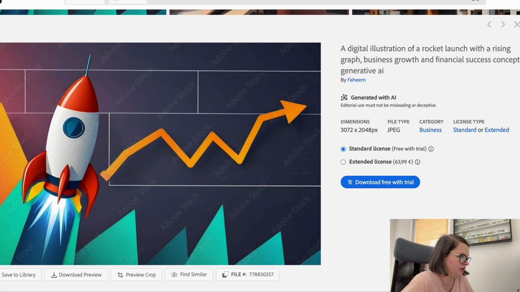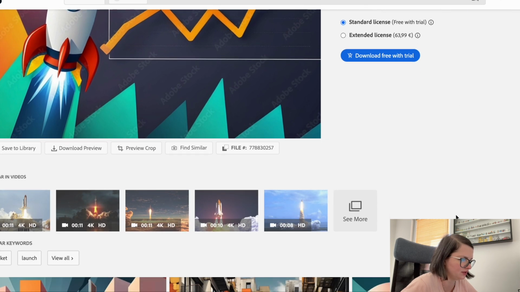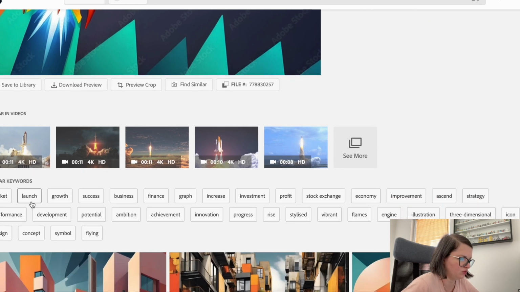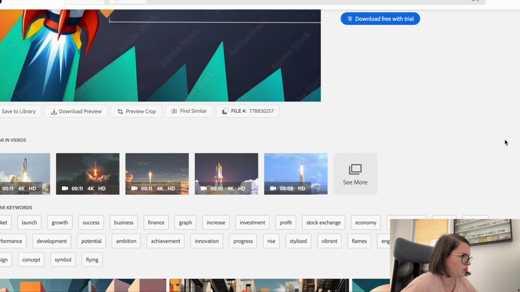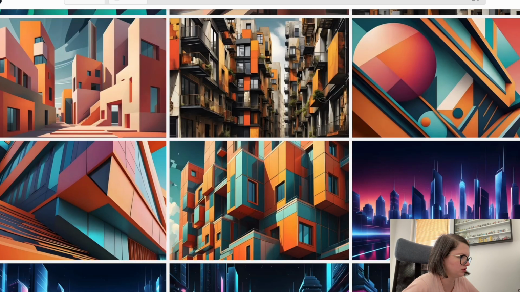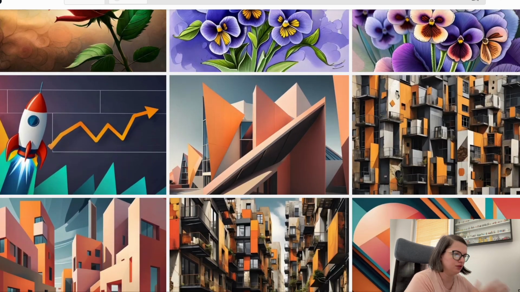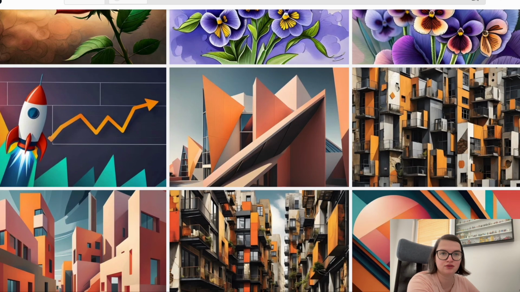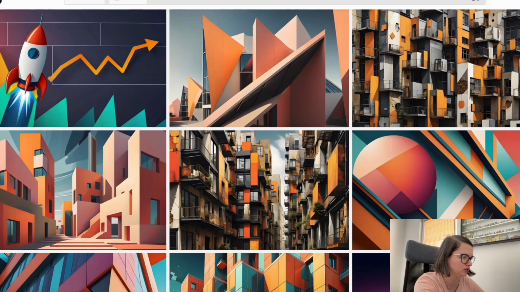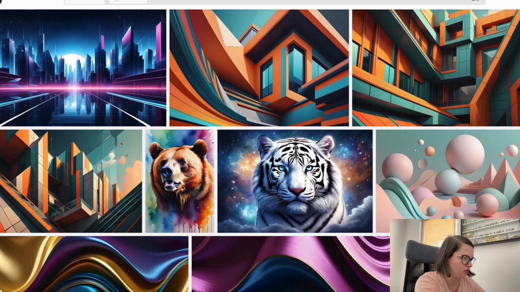But otherwise, I think that title is actually very good, and this is like a job well done with the titles. Let's see the keywords: rocket launch, growth, success, business, finance. Yes, the keywords look good to me also. So I would go for this kind of concepts. It doesn't have to be only about finance, but I think it's a good idea to concentrate on those.